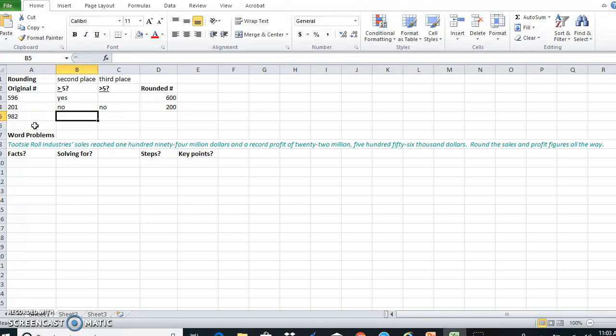We do the same thing for 982. We look at the 9 to see if it can become a 10, which I know puts us into the thousands. That's okay. So we look at 9, and now we're looking at the number immediately to its right, which is an 8. Is 8 greater than or equal to 5? Yes. That means we round the 9 to a 10.